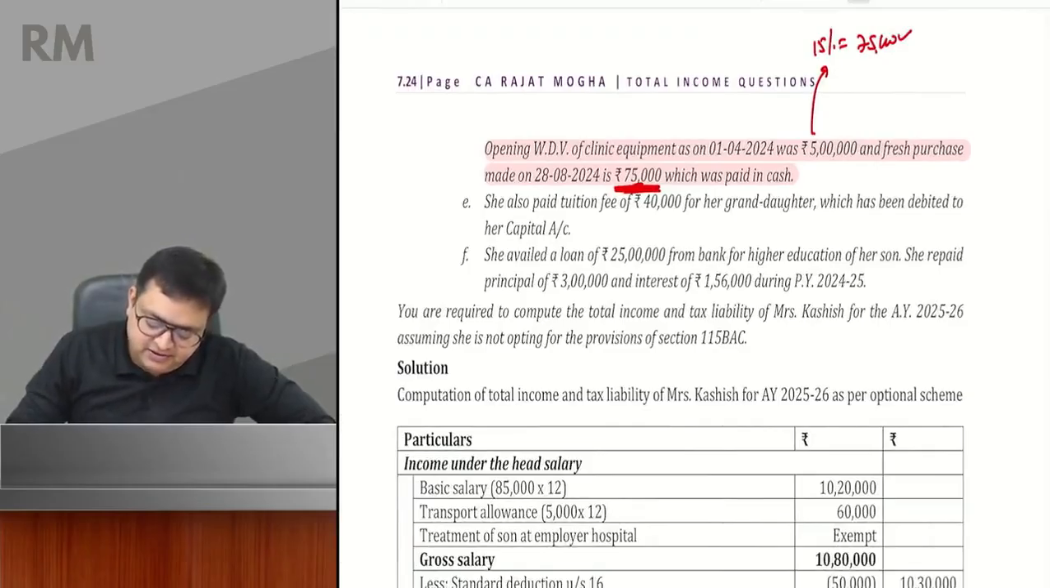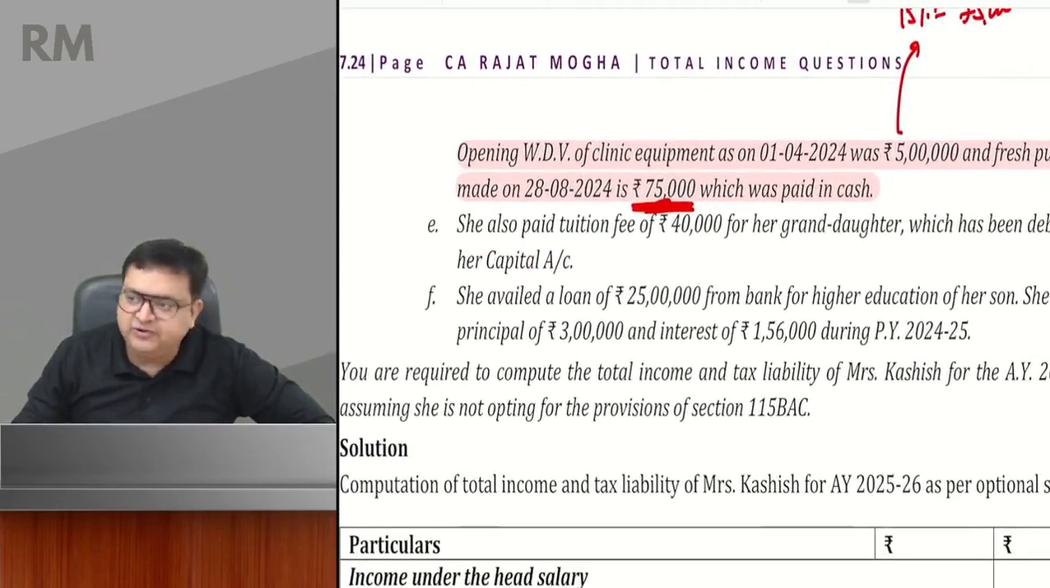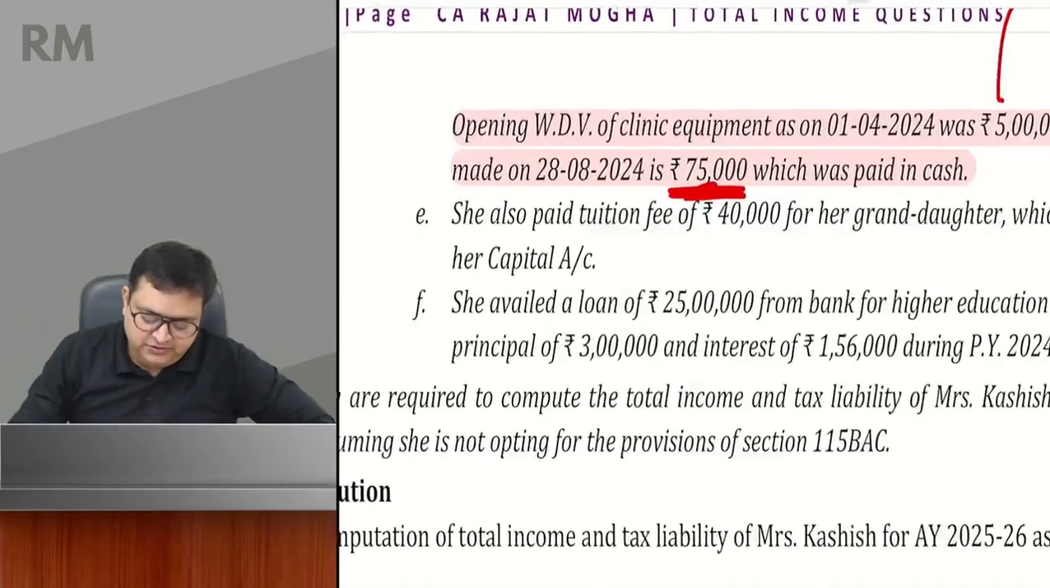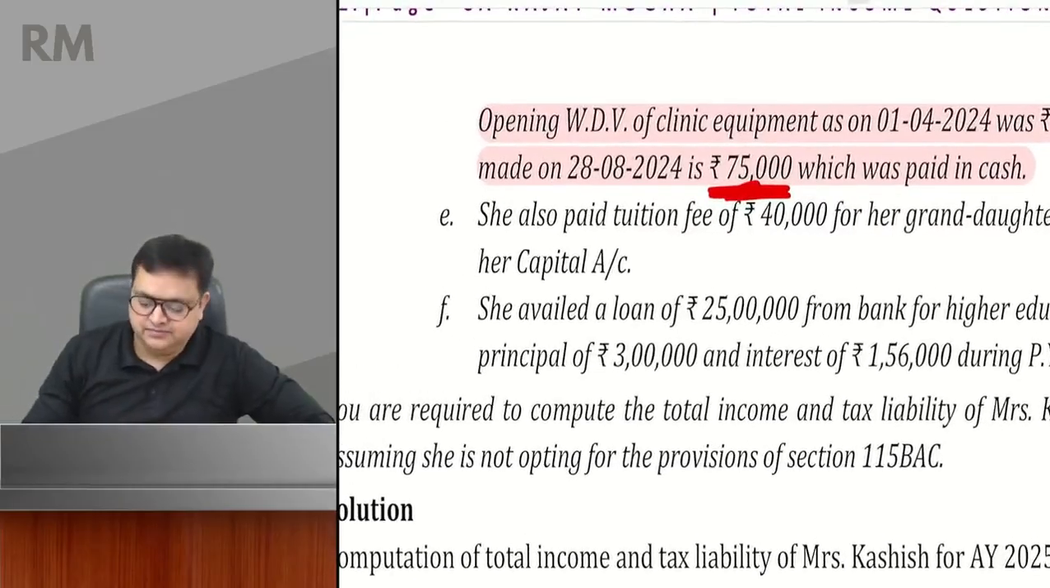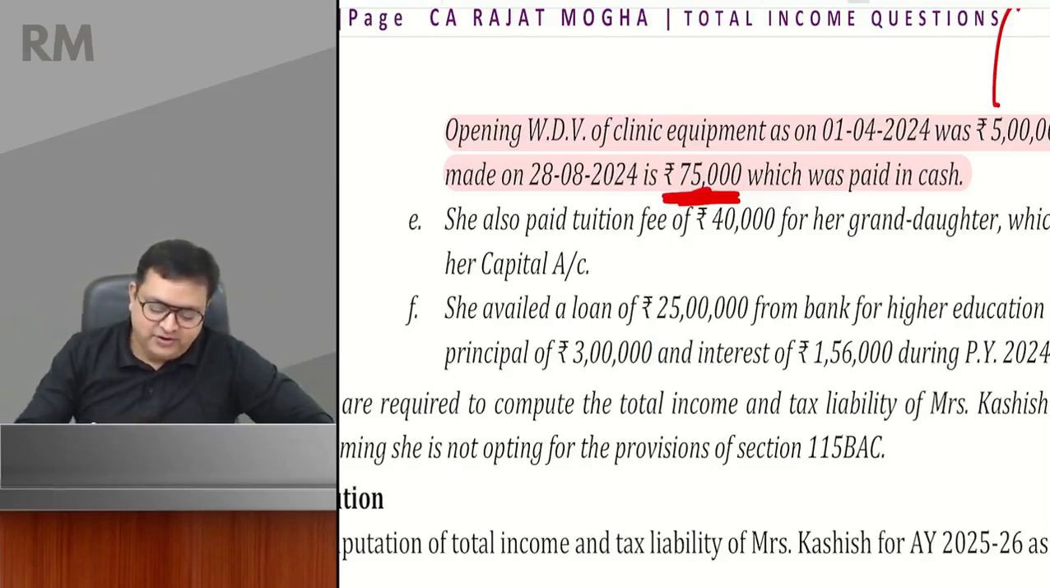She paid tuition fees of 40,000 for her granddaughter, which has been debited to her capital account. Okay, first of all, tell me where we will get this deduction. Tuition fees, where we'll get this deduction for the granddaughter. Tuition fees deduction, where do we get this? Very good. No deduction will be allowed.